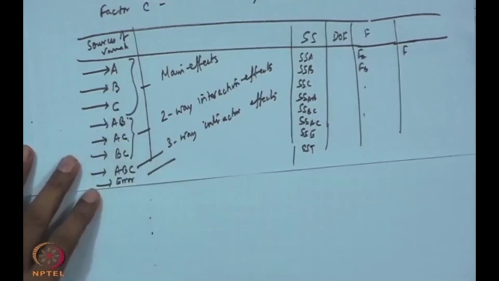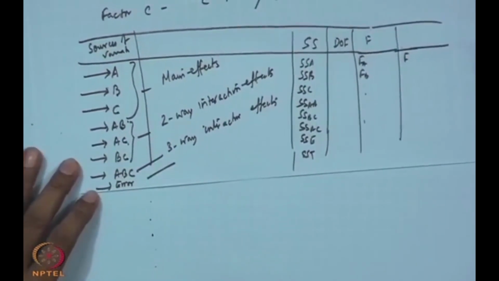Getting me? Any question you want to ask me? No question? I think now you are in a position to explain ANOVA for any number of factors. So, for 3 factors it is 8, for n it will be 2 to the power n. Just compute a little bit.